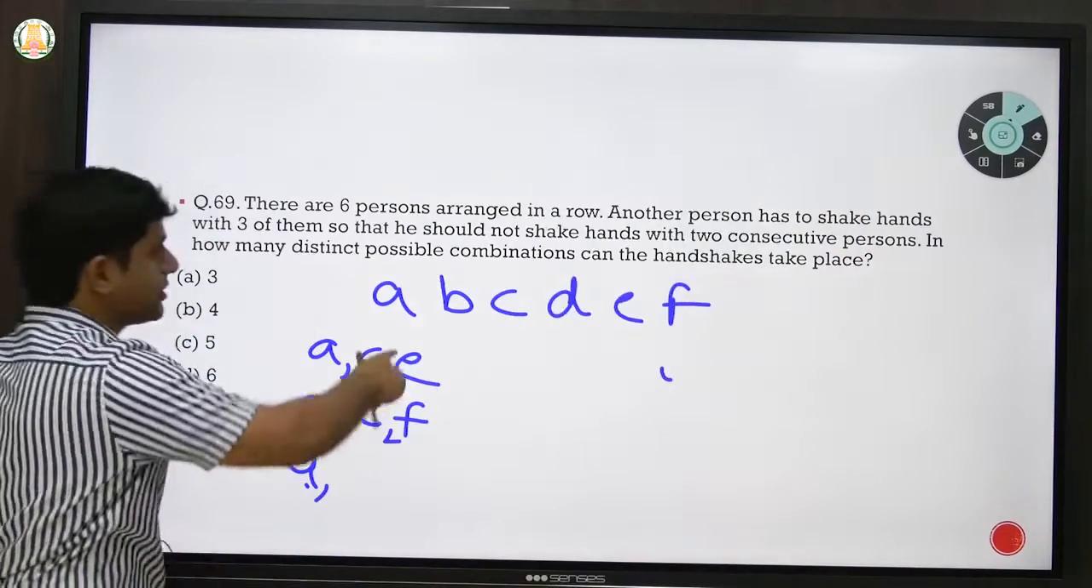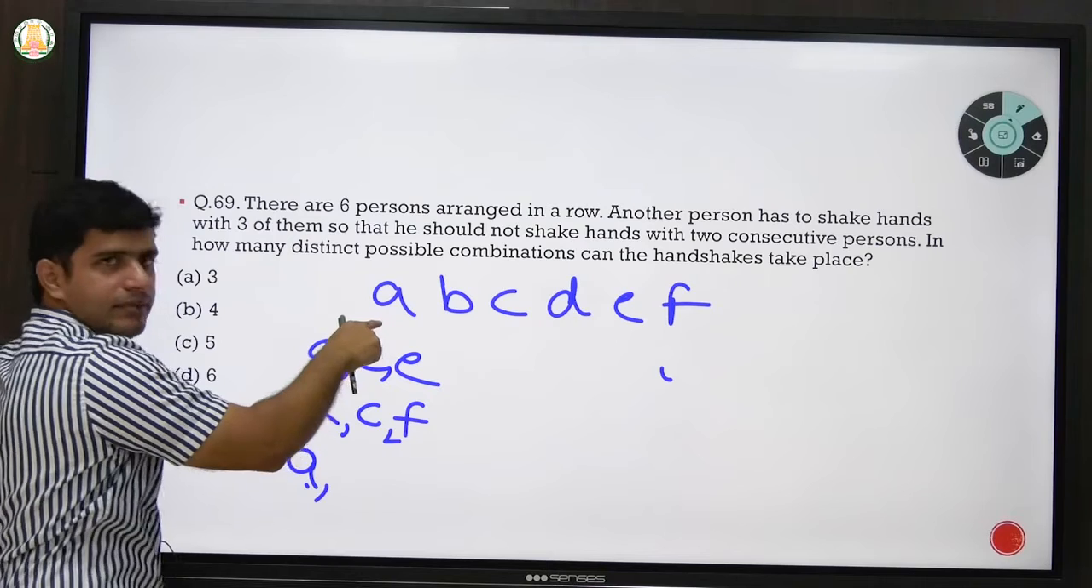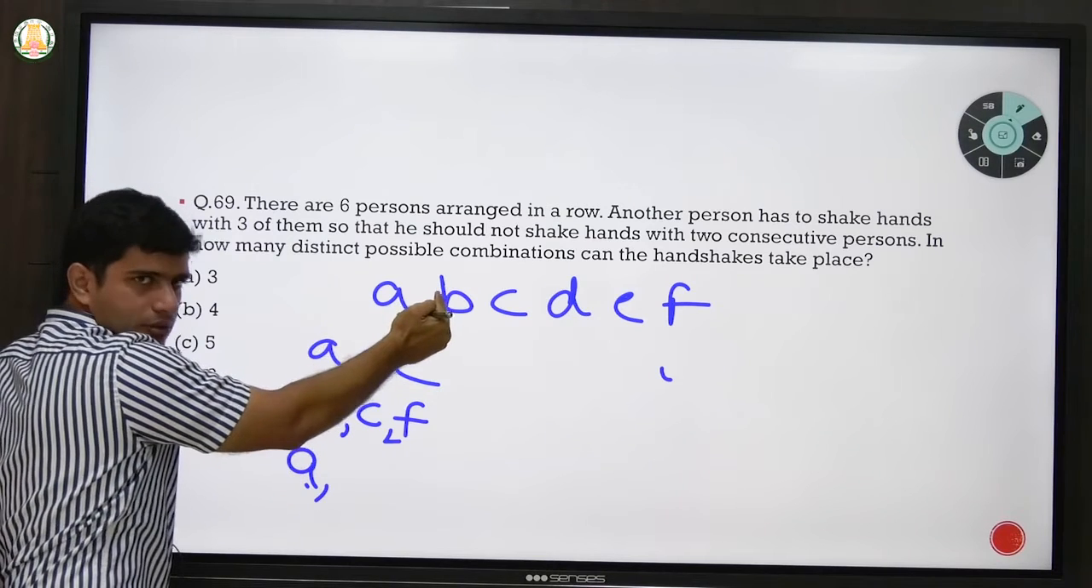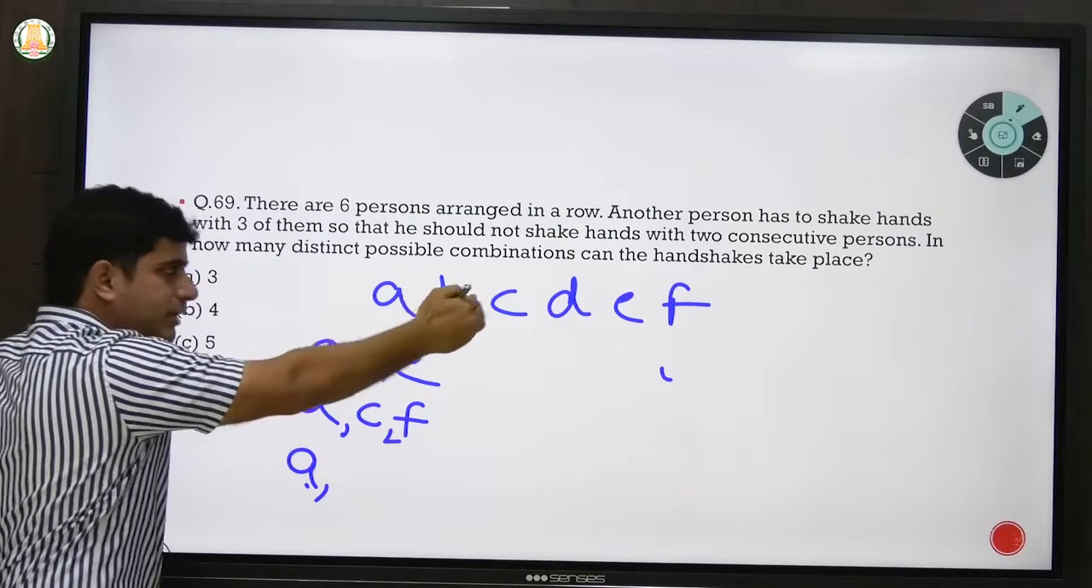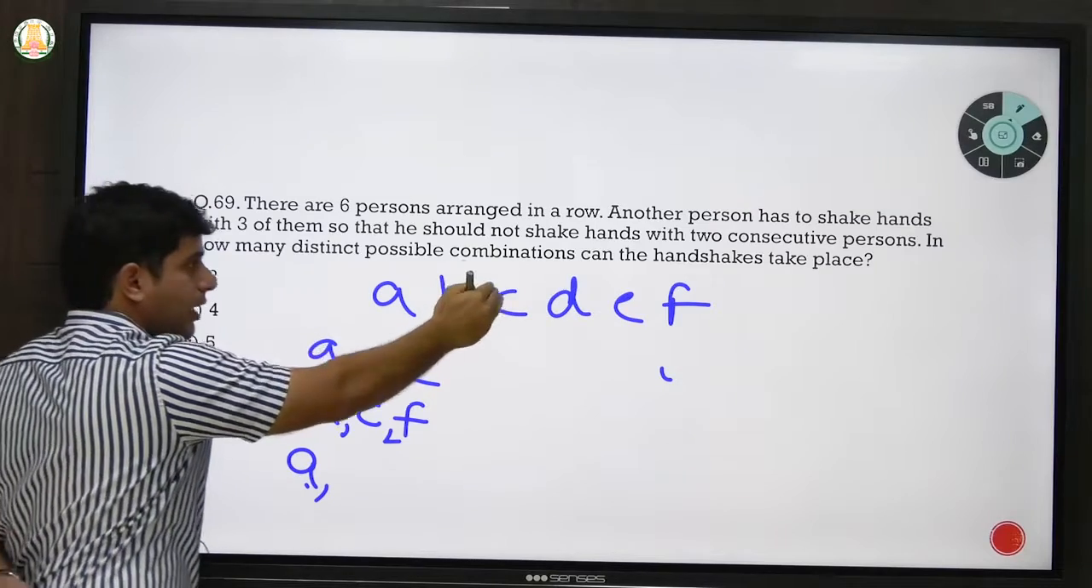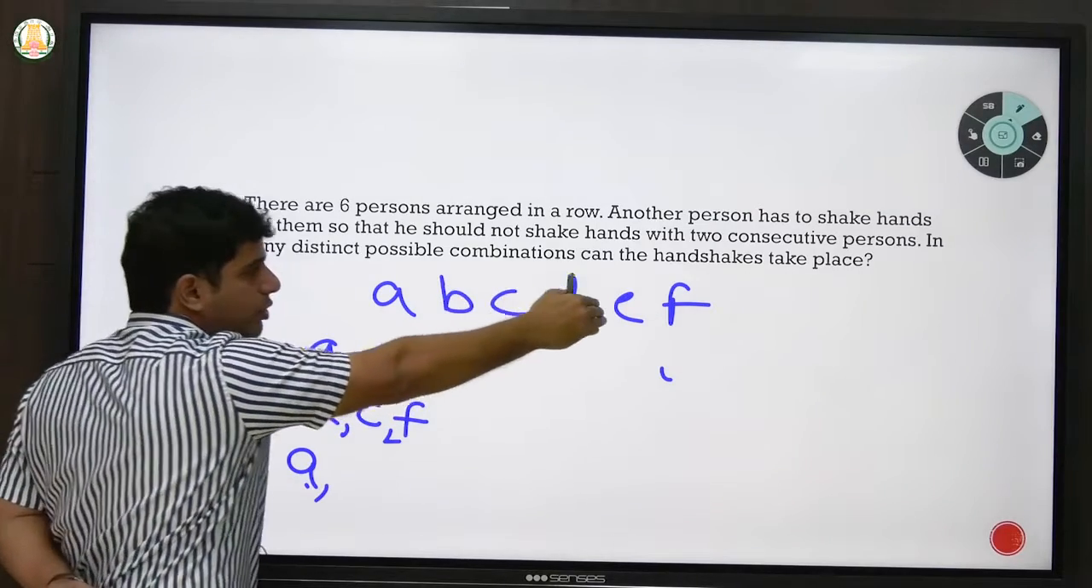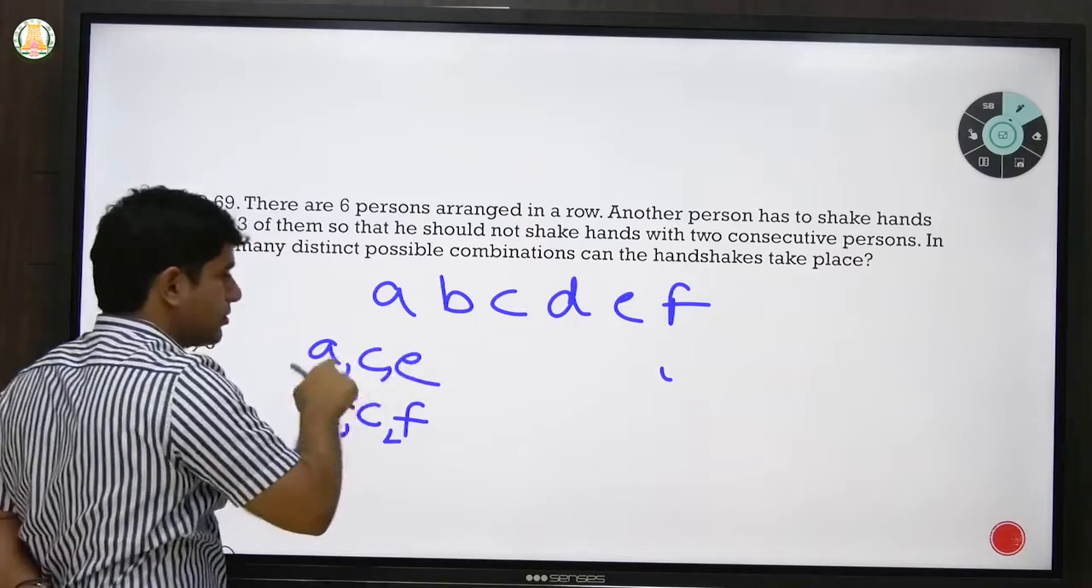Okay. So first you select the first alphabet, that is A. Then see if B is doing. No, B can't do. Then go to C. Yes, C is doing. Okay, then go to D. D can't do. Then go to E. Yes, it can do. So ACE.